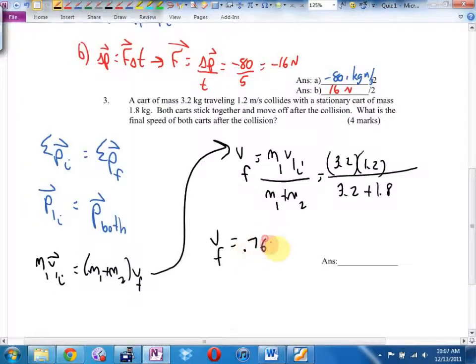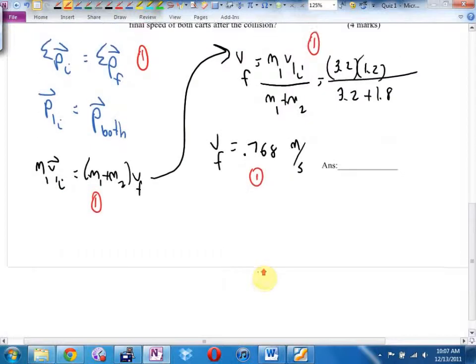0.768 meters per second. In terms of part marks, I'd give you one mark if I saw that, one mark if I saw that, one mark if I saw that, and one mark for the answer. Is that two sig figs? Then I'm fine.